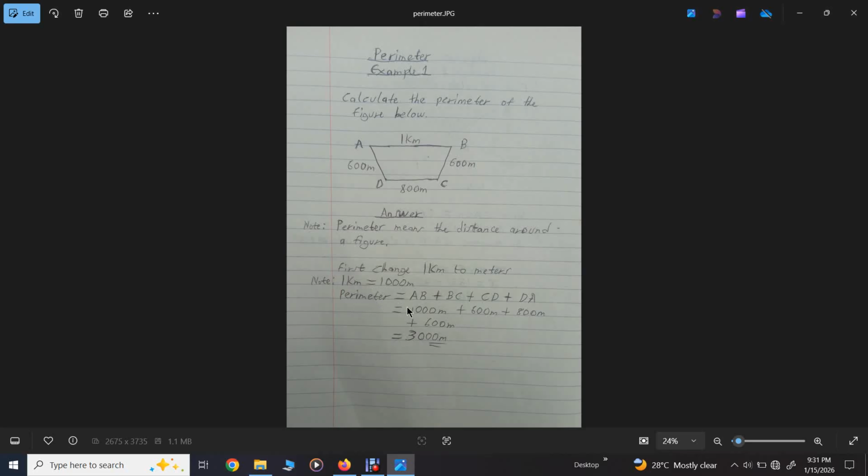So therefore, perimeter is equal to AB plus BC plus CD plus DA, which equals AB 1,000 meters plus BC 600 meters plus CD 800 meters plus DA 600 meters. So therefore, combining all these numbers, 1,000 meters plus 600 meters plus 800 meters plus 600 meters gives us 3,000 meters.